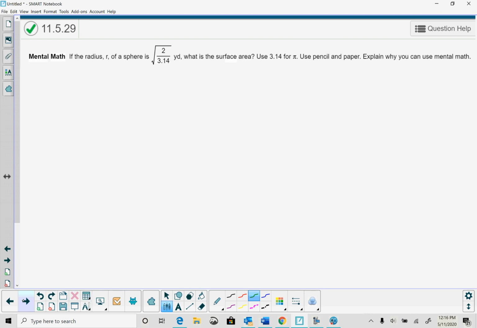And then the last one here, 29, asking you to do a little bit of mental math. If the radius of a sphere is, oh my goodness, what an interesting, square root of 2 divided by 3.14 yards, what's the surface area? Use 3.14 for pi, use pencil and paper, explain why you can use mental math. All right, so we know for surface area of a sphere, that's 4 pi r squared.